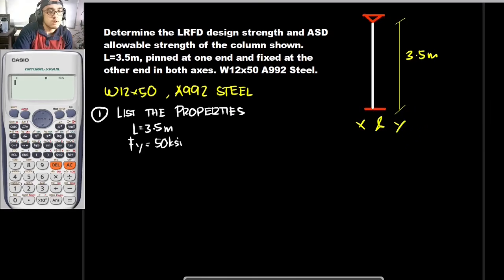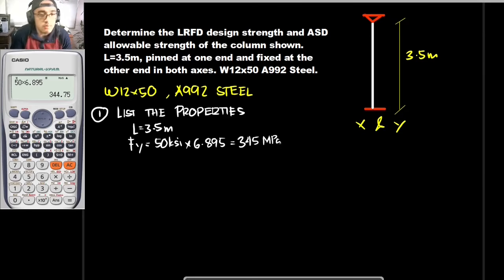So let's just convert this right away to megapascal. So just multiply this by our conversion factor of 6.895. So ano na yung sagot natin dyan? So that is to be 50 times 6.895. That is to be 345 megapascals. Okay, so that would be our Fy.